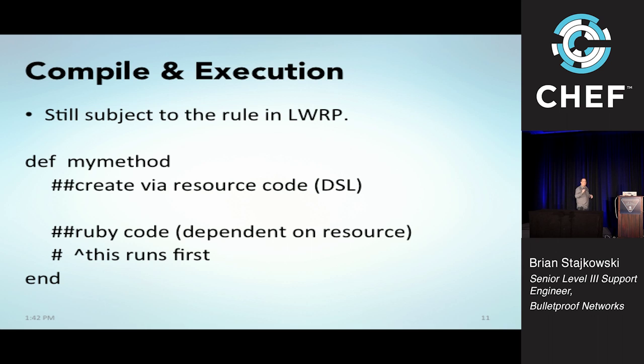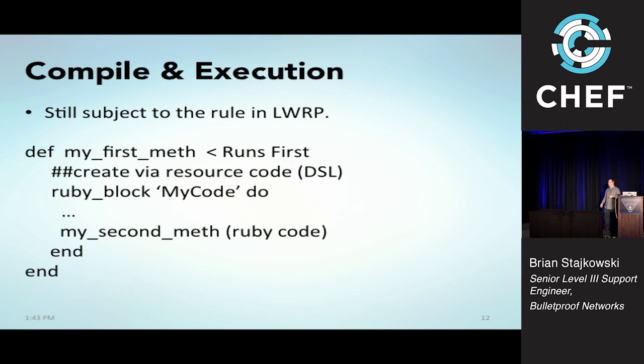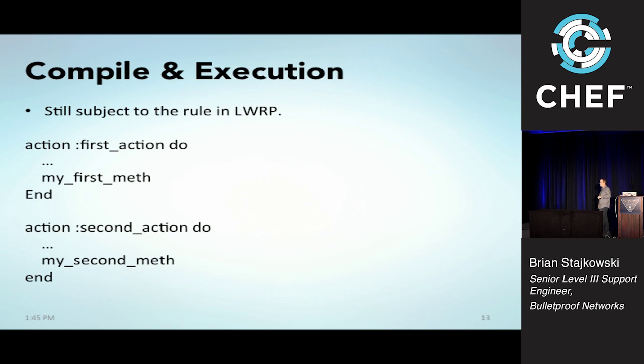Now you have a little bit more of an option with lightweight resource providers because you have access to methods and you have access to actions. So the first one is that you can wrap your Ruby code in a Ruby block, or you can just create a nice little method and then call that method within your Ruby block in your actual provider file. The other option, the one that I like, is the compile execution is contained to the action itself.